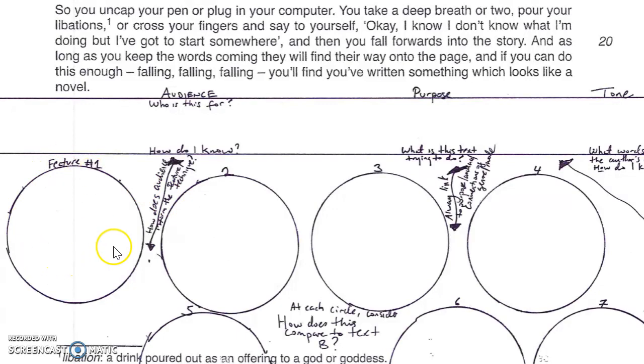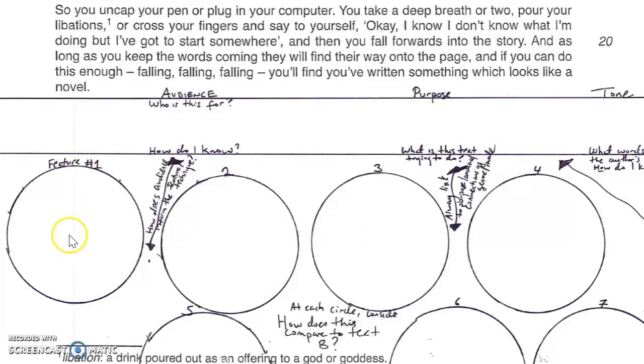So what is feature number 1? What's it doing in the text? What's its function? What's its effect? And why is it there? And then you're linking it back to, in terms of why it's there, why is it there for the audience, how does it reinforce or support the purpose, or how does it align with or challenge the conventions of the genre, and you kind of think about how it compares with text B, right?